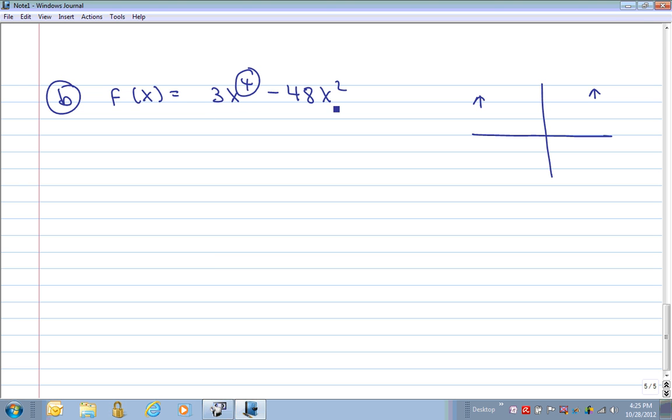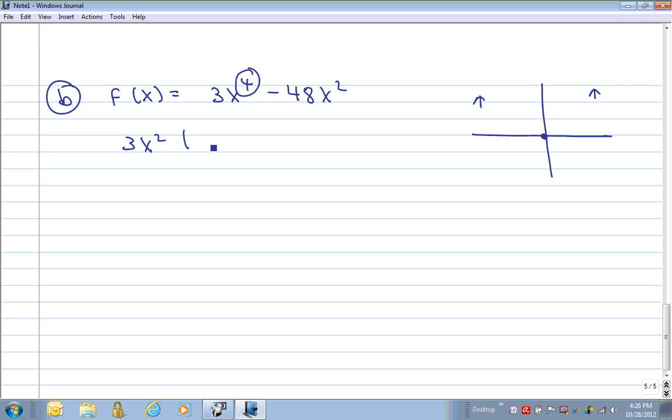Again, the y-intercept is when x is 0. It looks like we're going to have a y-intercept at (0, 0). Let's see if we can find some x-intercepts. Again, it looks like they both have a 3 and an x squared, so we'll take out 3x squared.